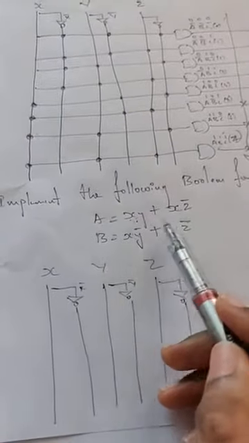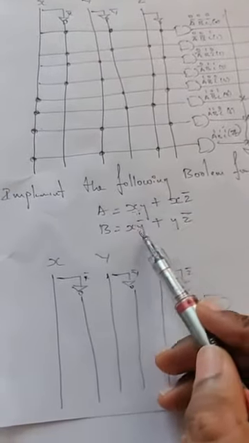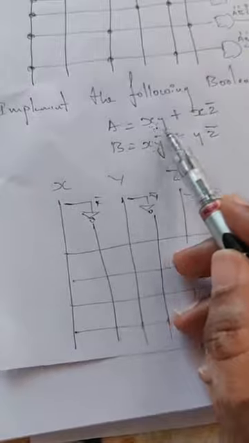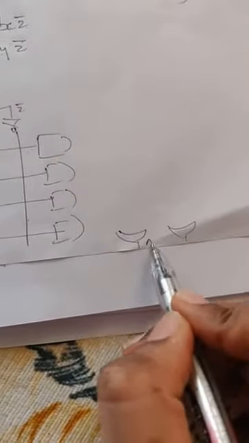How many products do we have? 4 products: xy, z bar, xy bar and yz bar. 4 products, so just a straight line. What is the first product? We have A and B, 2 expressions, right? So totally we are supposed to have 2 OR gates. One is A, one is B. This is a vertical line, so this will be fixed.